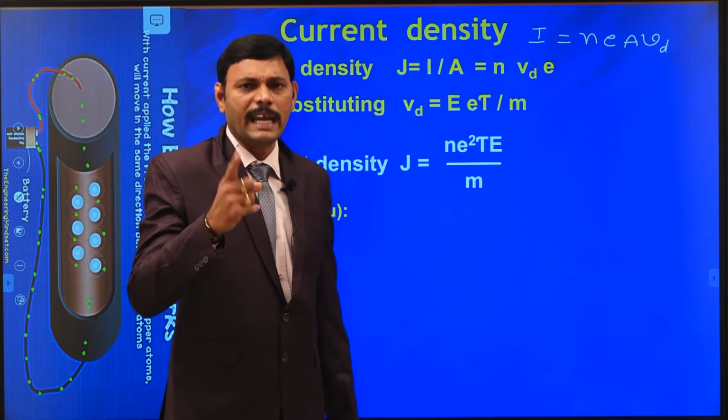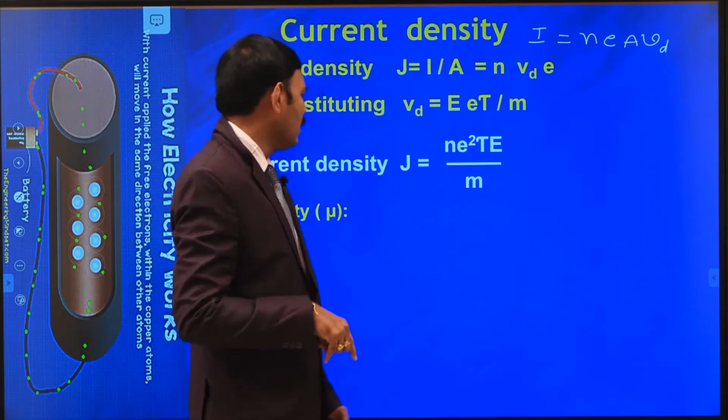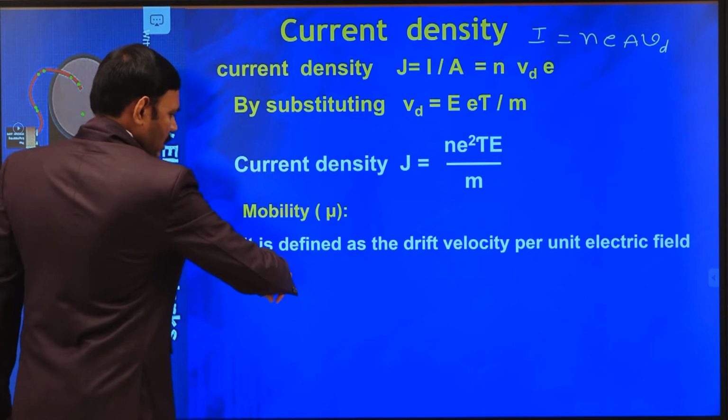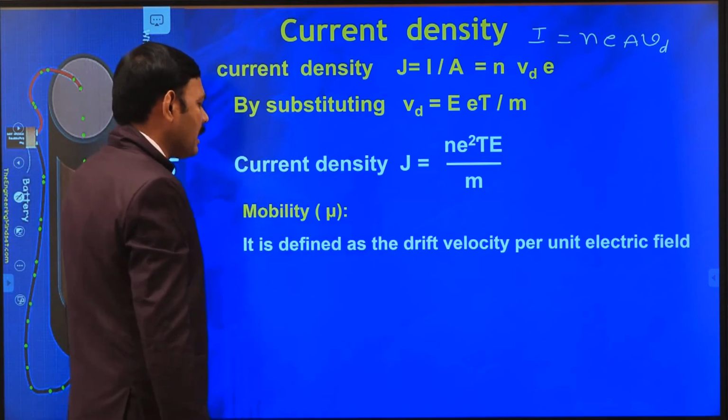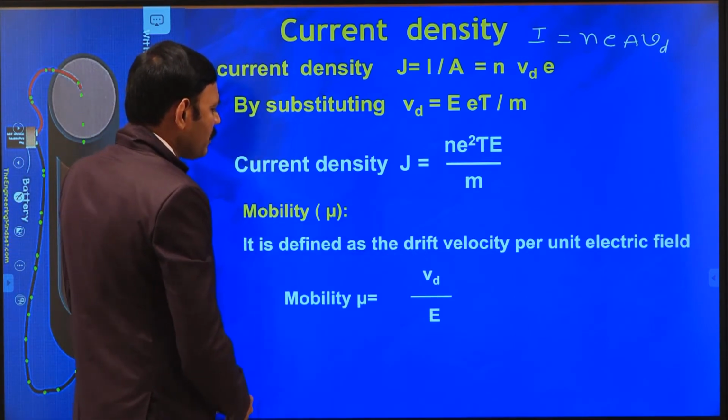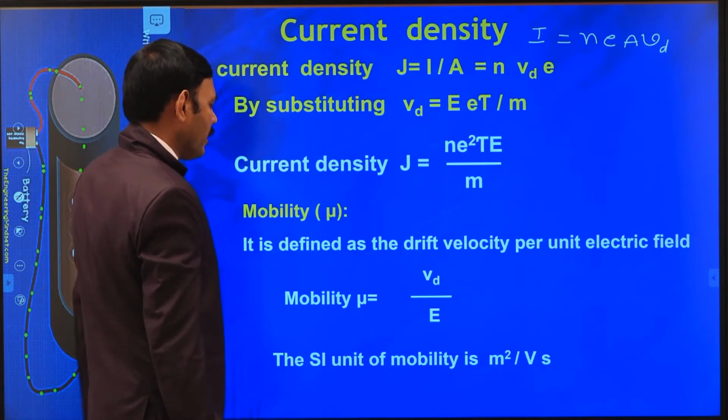Then the drift velocity gained by the electron per unit electric field is mobility. So this is the definition. It is defined as the drift velocity per unit electric field, and the mobility is Vd by E. Now we write the unit for it.